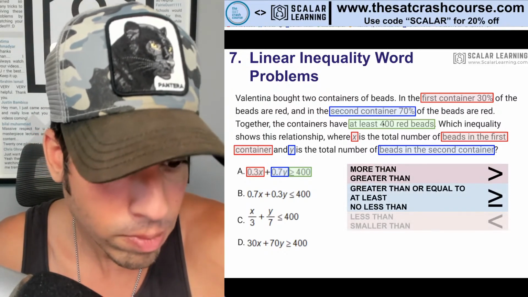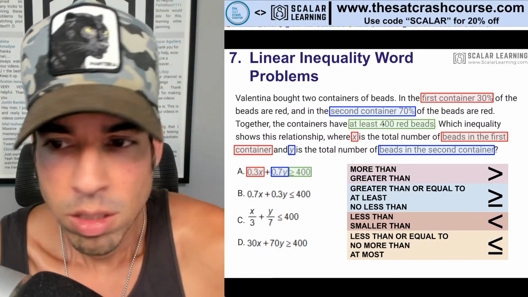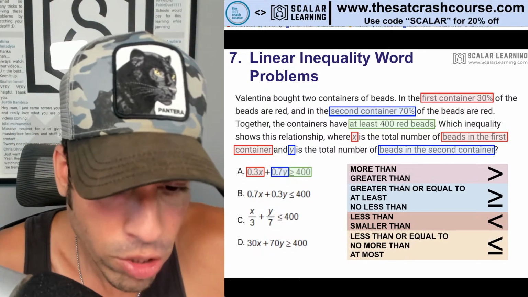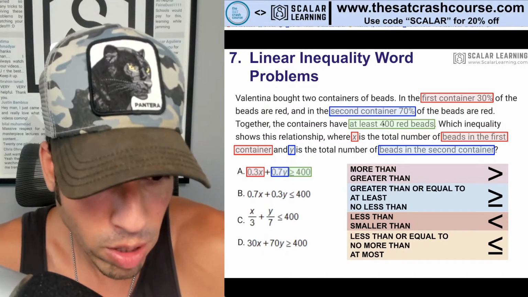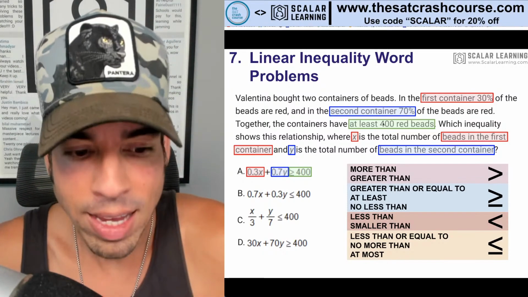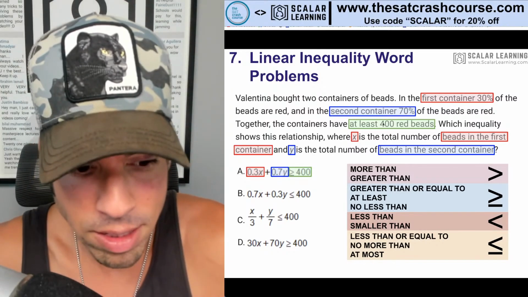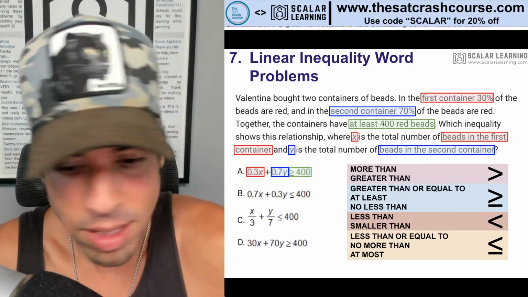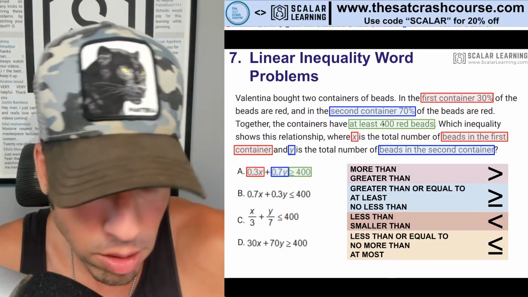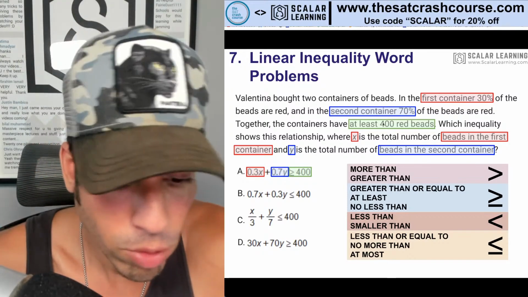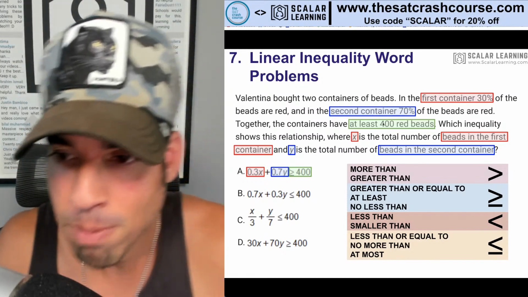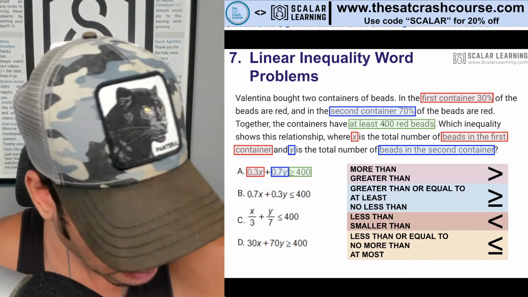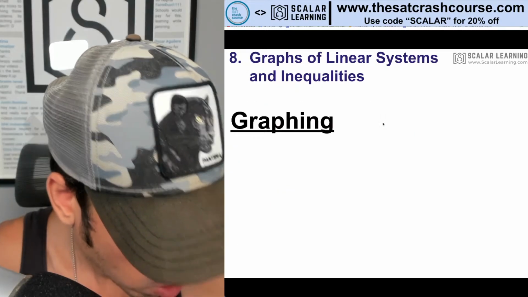Okay. Here's a little table with some shortcuts for understanding what is greater than, less than, all that. So more than is greater than. Greater than or equal to, at least, no less than, that's your greater than or equal to. Less than is, of course, less than. Smaller than, also. And then less than or equal to, obviously, is less than or equal to. And then no more than, as I mentioned, or at most, that's a less than or equal to situation.